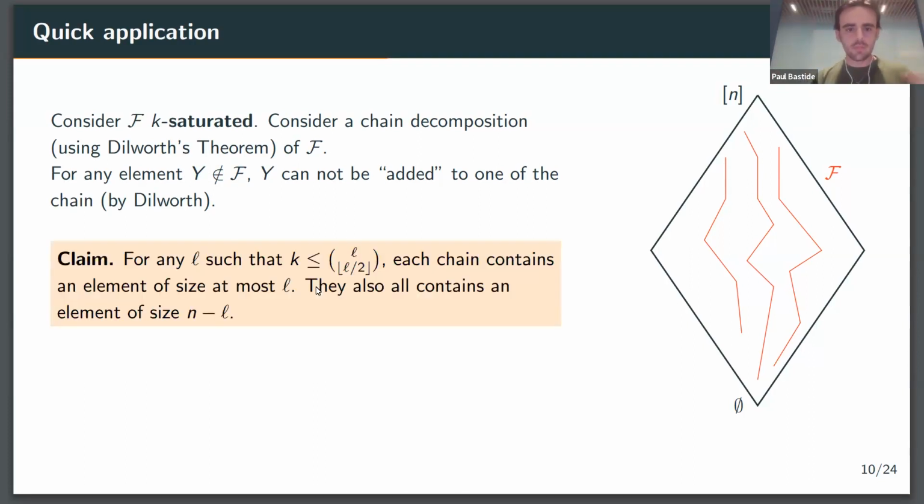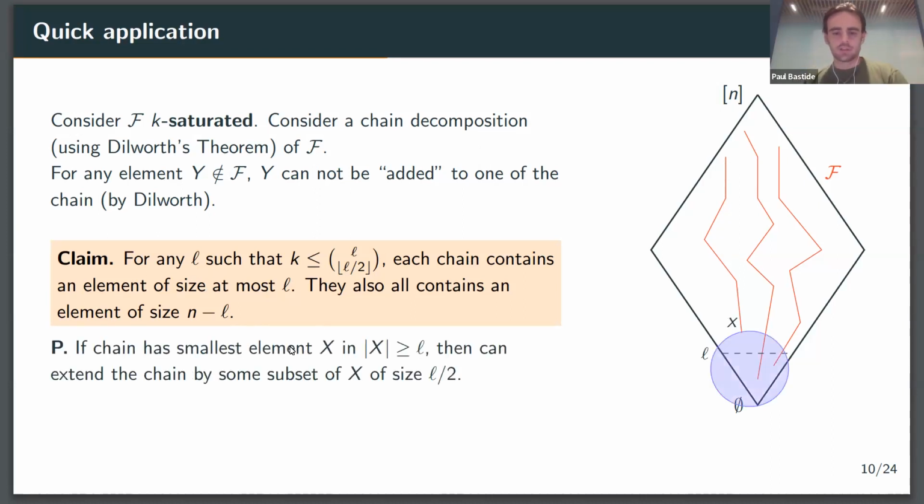Well, now let's prove a very simple claim that just states that all the chains in my family need to start low enough and need to end high enough. Low enough and high enough are defined by this L function. In fact, you can take L to be anything such that k is less than L choose L over 2, roughly. So roughly, L needs to be chosen of the order log k. Okay. So why is such a statement true?